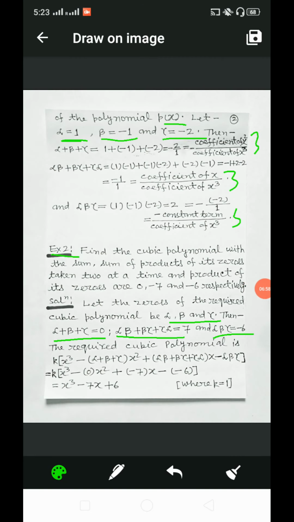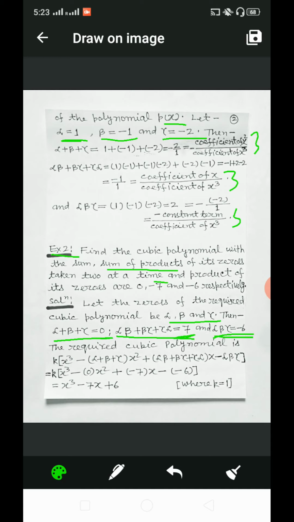These values are given in the question, that is sum of zeros equal to 0, sum of product of zeros taken 2 at a time is equal to minus 7, and product of zeros equal to minus 6.